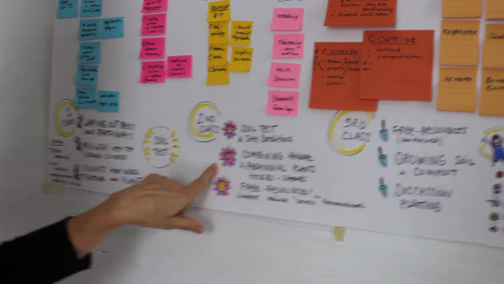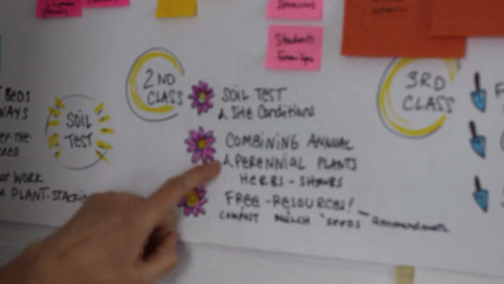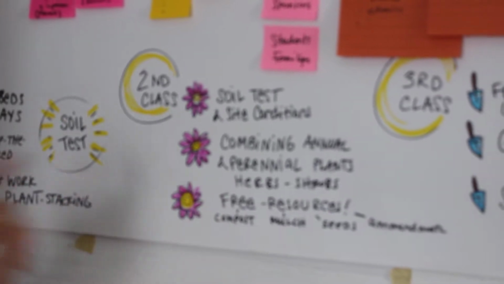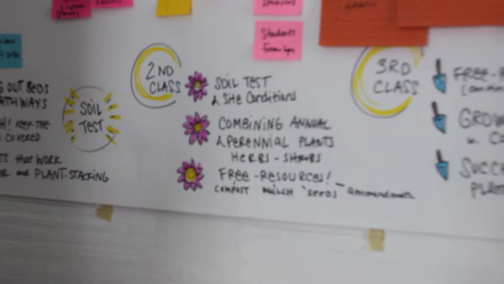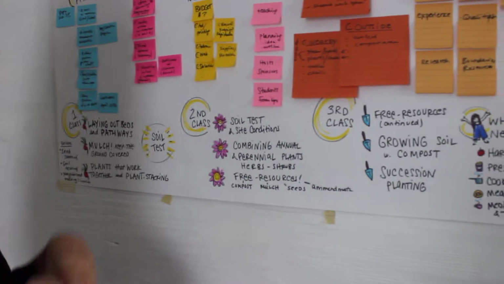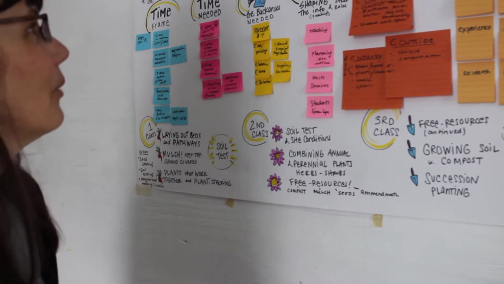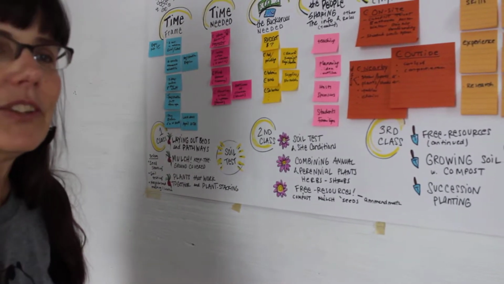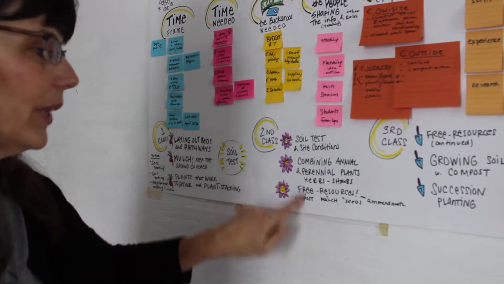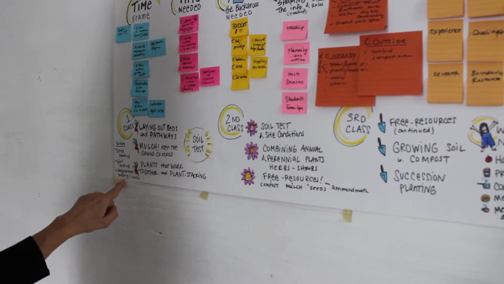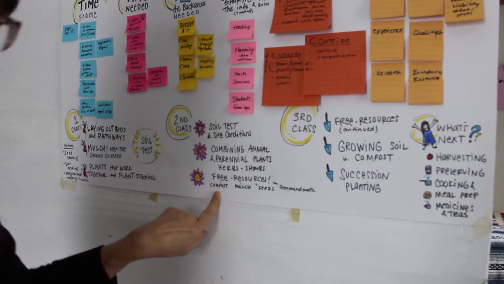The second class was going to be going into that soil test and looking at site conditions, combining annual perennial plants, herbs and shrubs, and then talking about free resources. Remember when I said back in the section earlier that to plan a full day of workshop or programming for children and youth, you should focus on 3 subjects? So now we're up to 6. Actually, we're up to 9 if we really counted all of them. All right? That's a lot of information to give out.